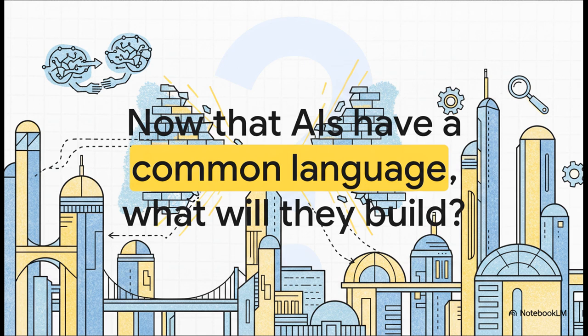Which leaves us with one final, pretty exciting question. For the first time, our most advanced AI systems have a shared language to communicate and collaborate, not just with our tools, but potentially with each other. Now that the walls are finally coming down, what do you think they're going to build together?